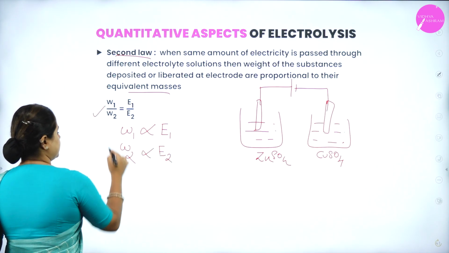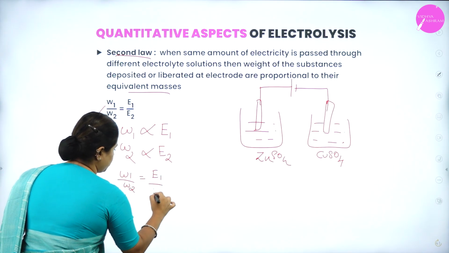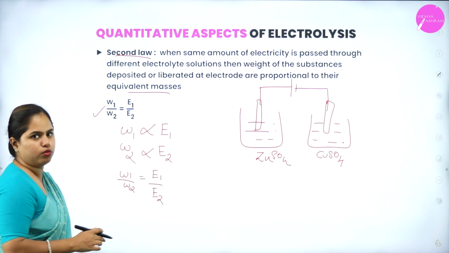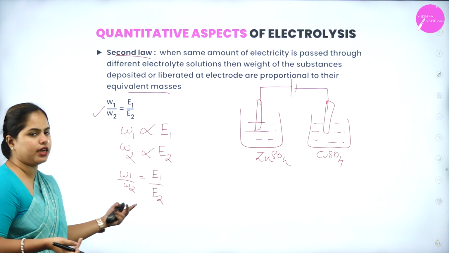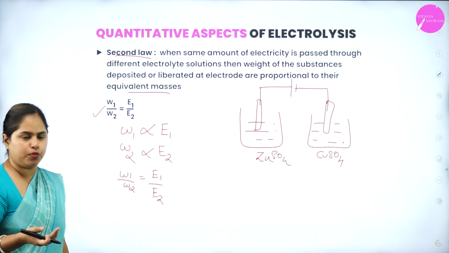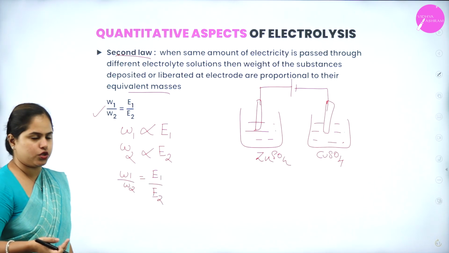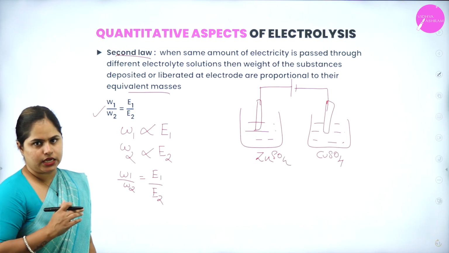So, we can also write it as W1 by W2 is equal to E1 by E2. This can also be asked in the form of numericals. Either one of these values will be asked to calculate, so you can rearrange and write. W1 and W2 will be the masses deposited in the first and second electrolytic solutions, and E1 and E2 will be their equivalent masses. I hope it is clear.